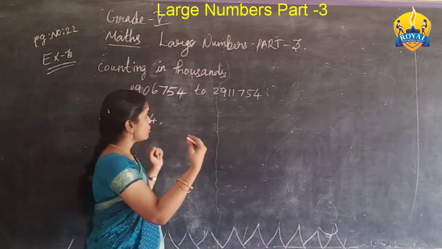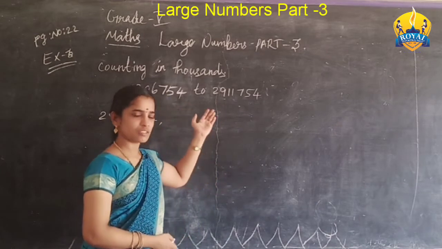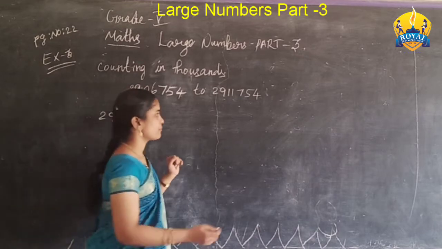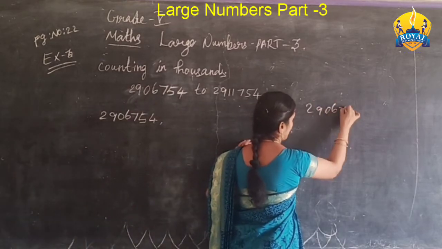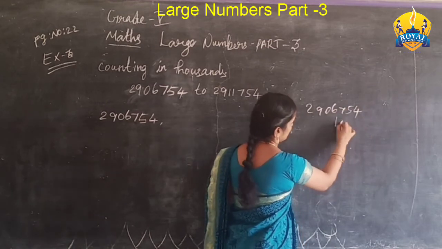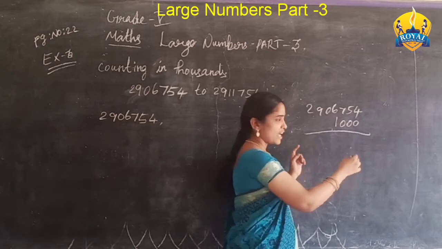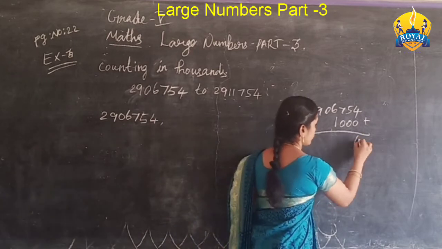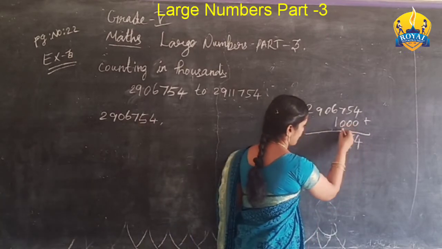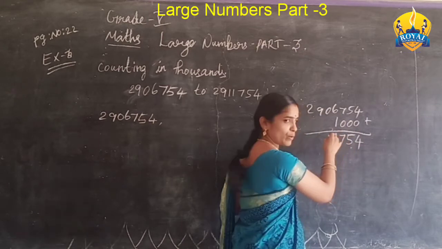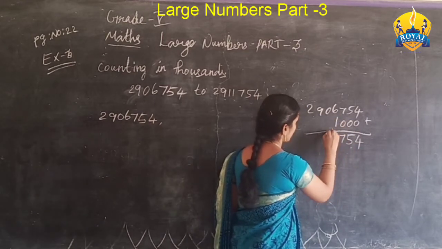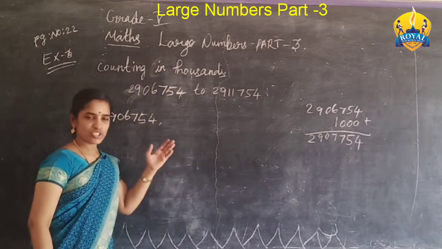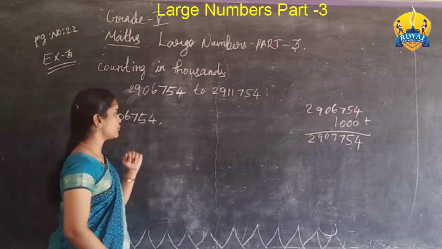The first number is 29,06,754. Counting in thousands, we add 1000 to the first number. 4 plus 0, 4. 5 plus 0, 5. 7 plus 0, 7. 6 plus 1, 7. And write the same digits, 0, 9 and 2. So we get 29,07,754.